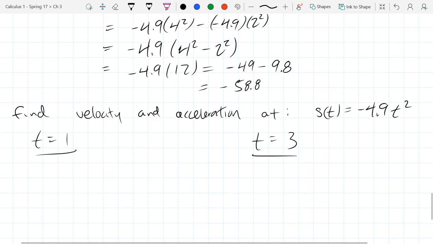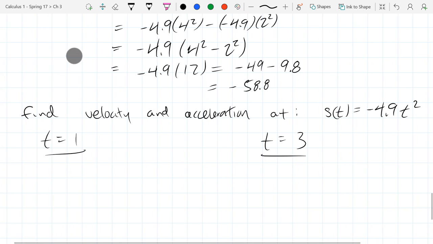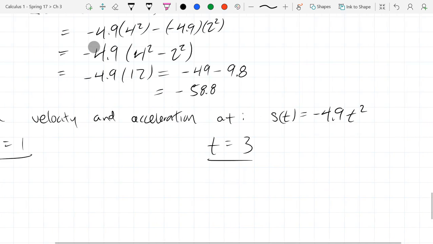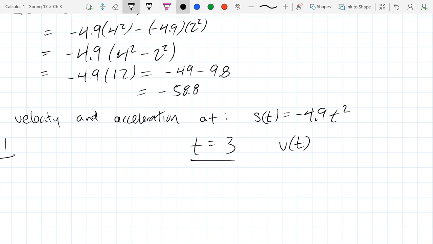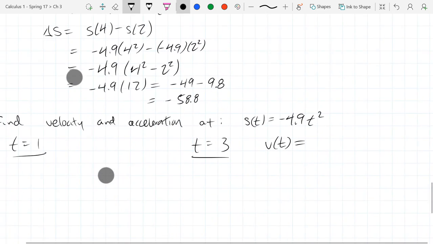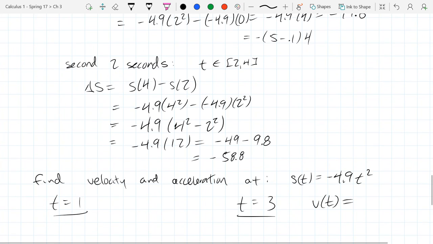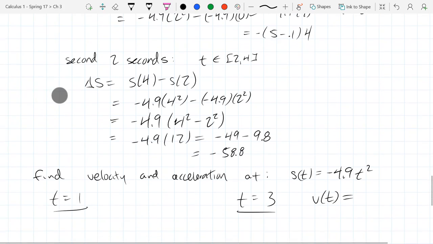So how do we take a displacement function and get velocity? The answer to probably 90% of the questions I'm going to ask you for the rest of the quarter is going to be the derivative. So you can say that to almost every question I ask you and be right 90% of the time. So how do I take the displacement and get the velocity? The derivative. That would have been mean if it was the 10% that wasn't.